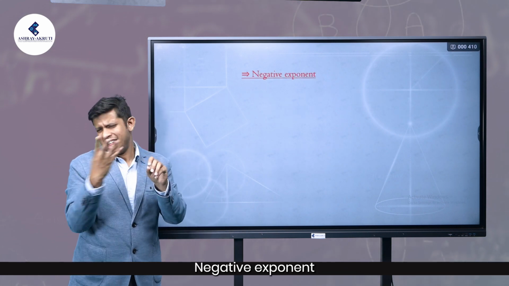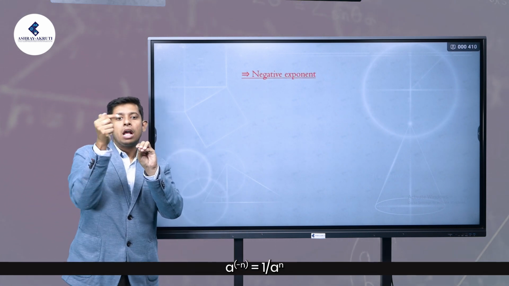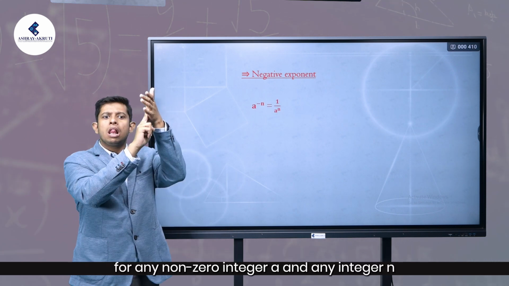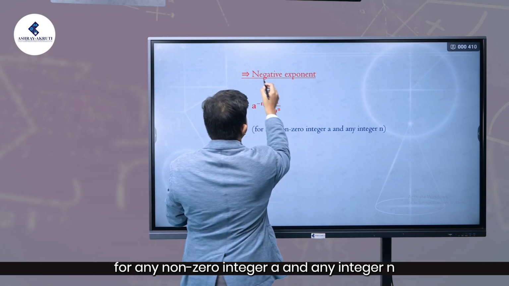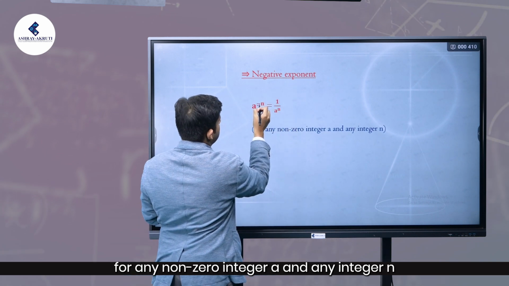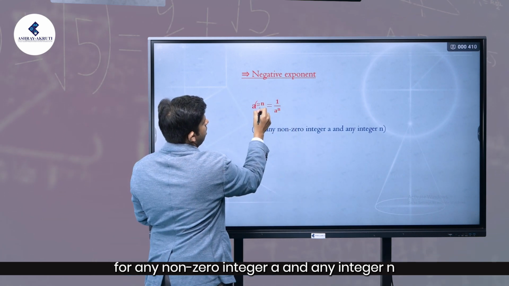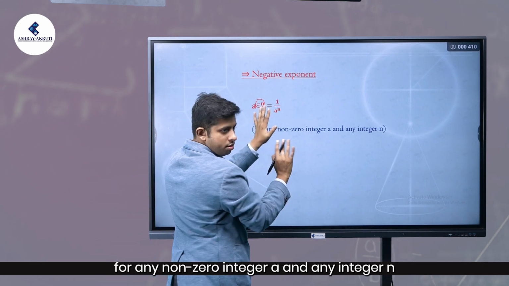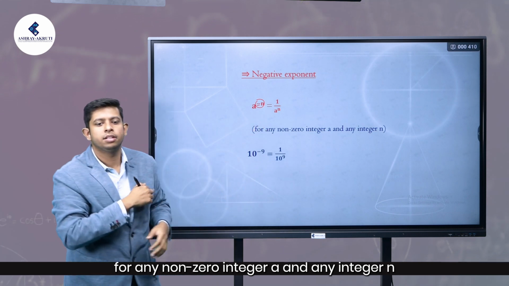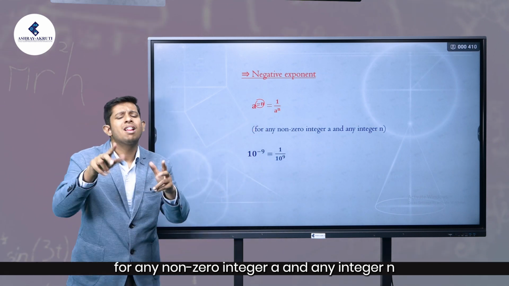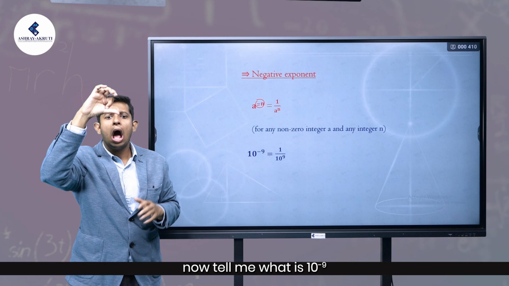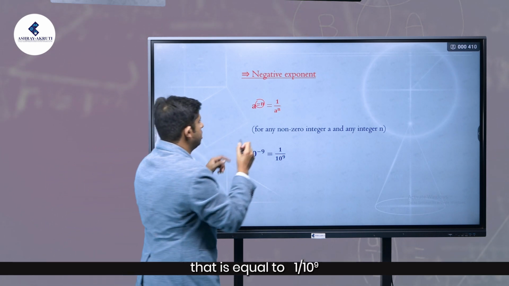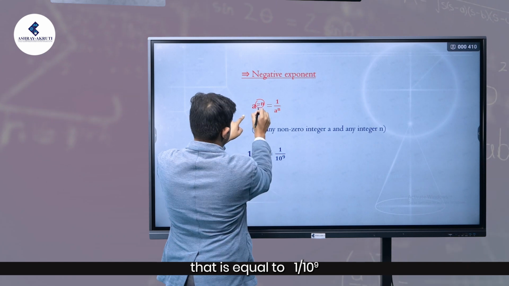Negative exponent. a to the power of minus n is equal to 1 by a to the power of n for any non-zero integer a and any integer n. Now tell me, what is 10 to the power of minus 9 according to the law? That is equal to 1 by 10 to the power of 9.